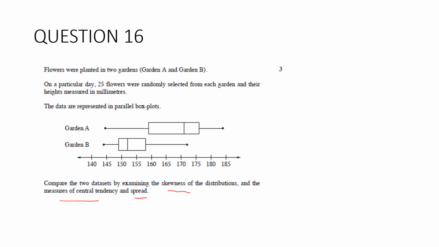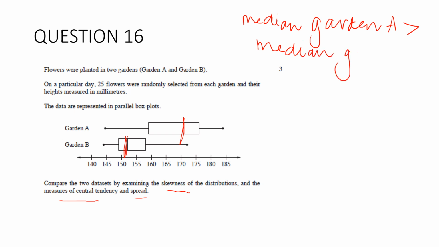Okie doke. So let's start with the easiest thing. We can see that on average, Garden A's flowers are taller. So comparing the medians, the median for Garden A is greater than the median for Garden B. On average, Garden A's flowers are taller.